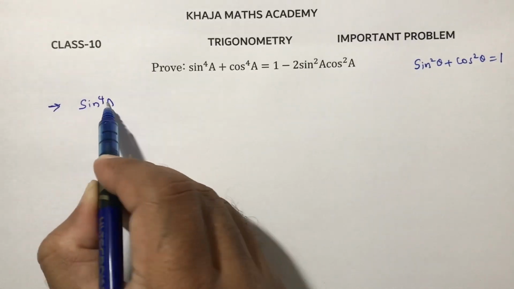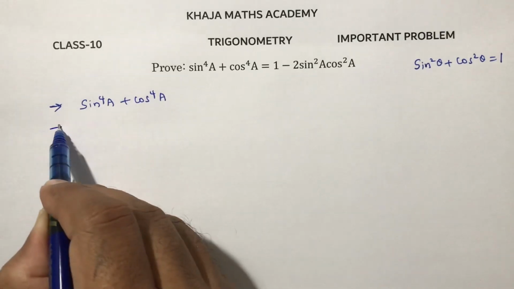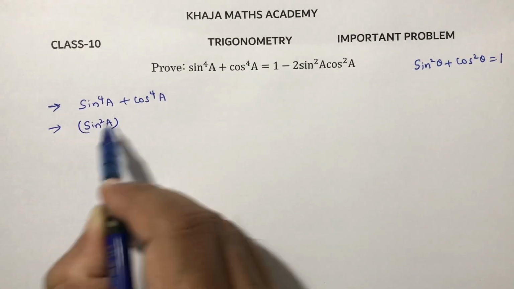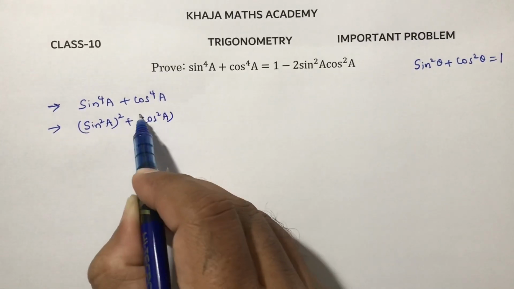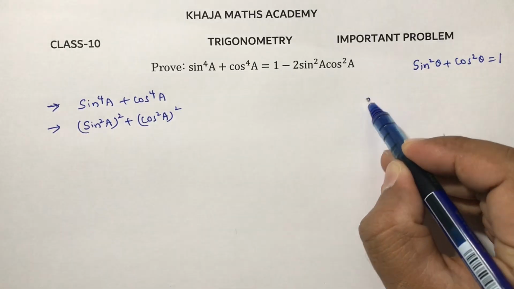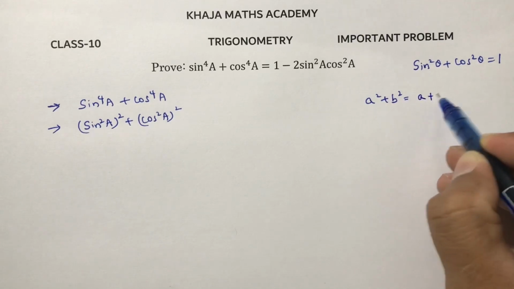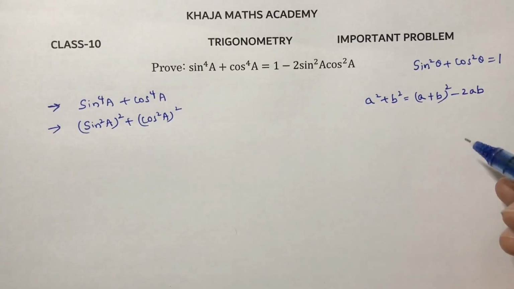sin power 4a plus cos power 4a. So this step I can write as (sin square a) whole square plus (cos square a) whole square. Now it is in the form of a square plus b square. So a square plus b square formula is (a plus b) whole square minus 2ab.